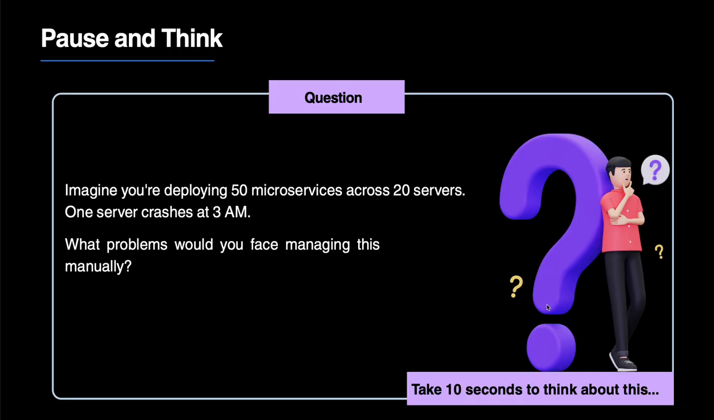So, moving forward, let's pause the video and think about this. You are on call for 50 microservices across 20 servers that we discussed on our very first slide. A server fails at 3 a.m. What problems do you face managing this manually? Think about detection, recovery, and preventing cascading failures. I'll give you 10 seconds starting now.